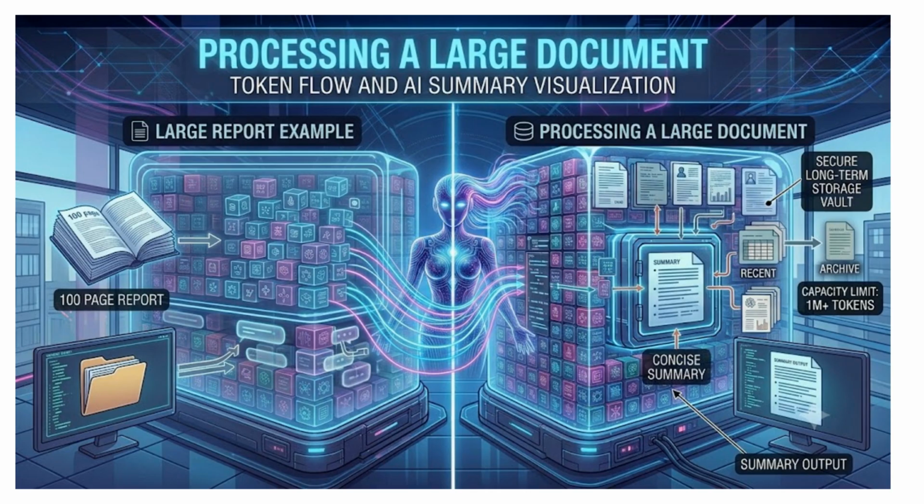Let's look at a real-world example. Imagine you upload a 100-page report and ask the AI to summarize it. The report is first converted into tokens. If the entire document fits inside the context window, the AI can analyze all of it and produce a complete summary. But if the report is too large, it may need to be divided into smaller sections before processing.